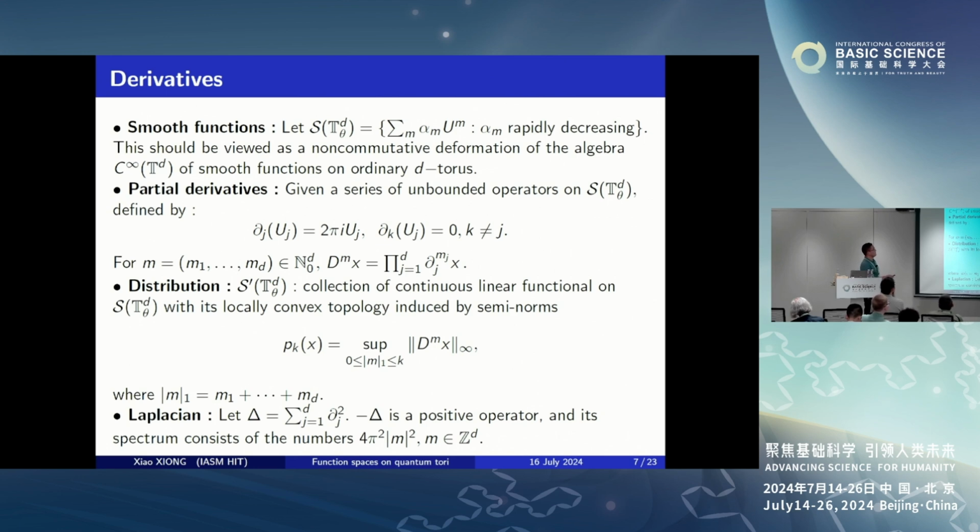Yes, so this is the Schwartz class. And next we look at the topological dual of this linear space, because we can have some topology here, the Fréchet topology, and we look at the dual of this topological linear space, we get the distributions. Okay, so also we can define this Laplacian, which is a negative operator, and the spectrum is the numbers 4 times pi squared times the modulus of m squared.